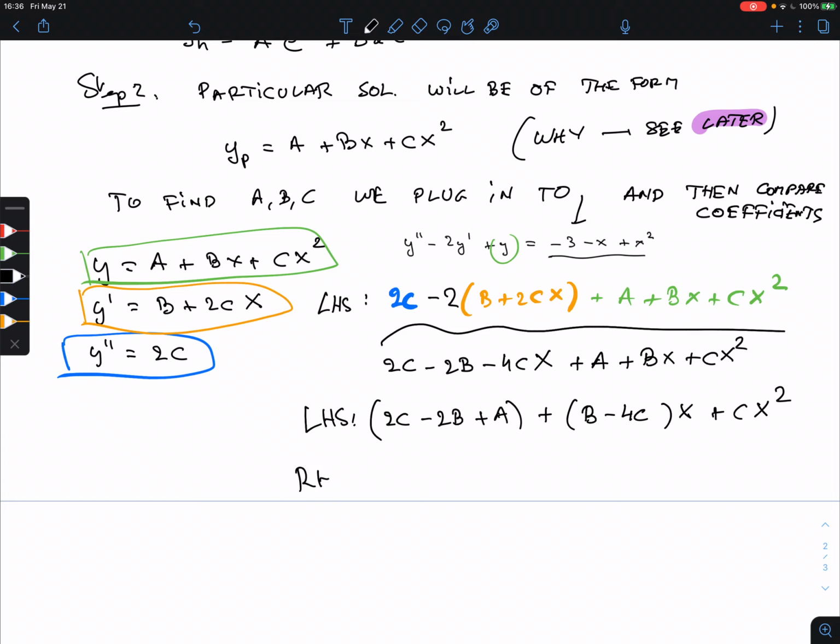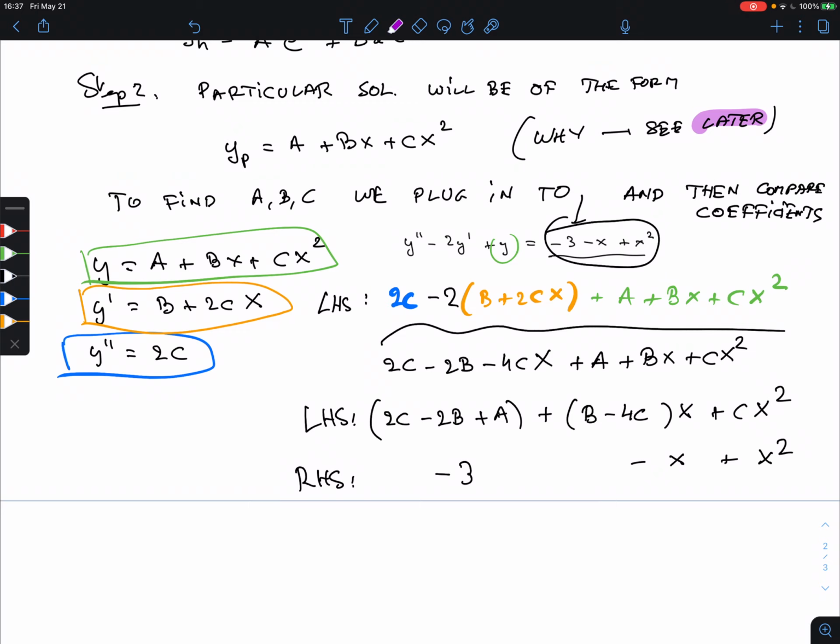Okay, so this is the left-hand side. Now the right-hand side is the given f, the forcing function. So it's minus 3 minus x. I'm going to write this polynomial a bit differently, to align everything with the variables here, plus x squared. And what does it now mean to compare the coefficients? Well, let's look. What is the coefficient of the constant term? So this is the method of comparing coefficients.